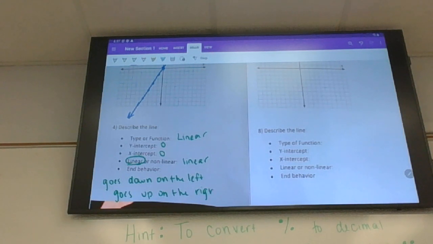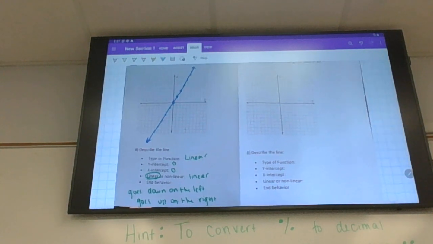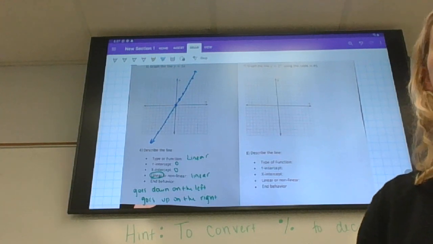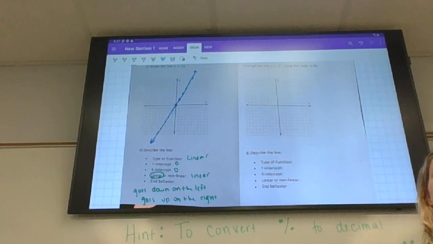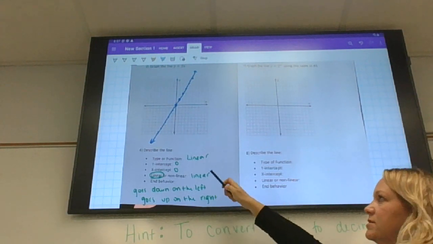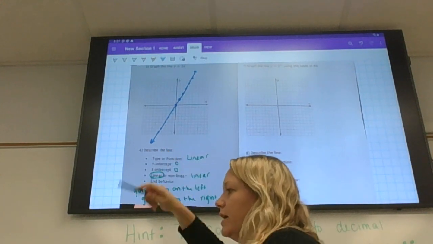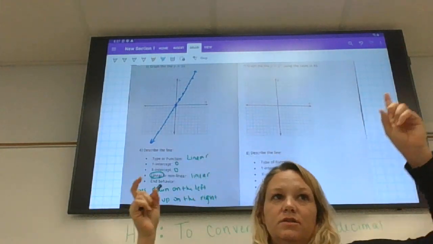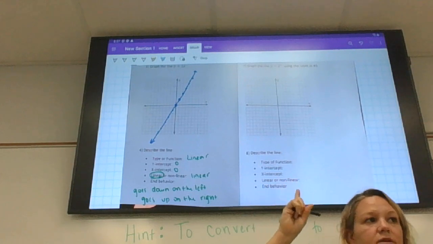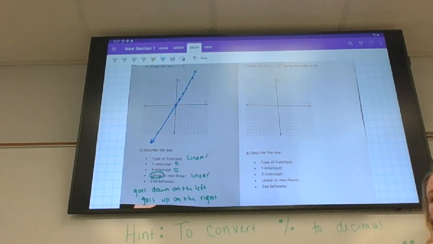I don't think you guys have ever talked about end behavior before. We talk about the ends of functions a lot as functions get more interesting, and we talk about what their arrows do on the ends. This one goes down on the left and up on the right. But some functions go up on both sides, the parabolas, the U shape. Some functions go down on both sides.